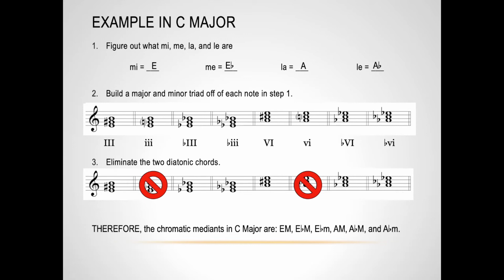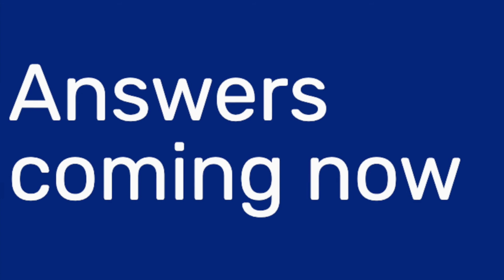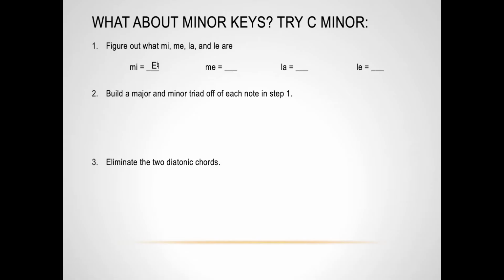We can have chromatic mediants in major keys, but we can also have them in minor keys. So I want to go through this same process, and this time, identify the chromatic mediant chords in the parallel key of C minor. So you know the drill. Pause the video. Determine step 1, mi, me, la, and lay in the key of C minor. Mi is E natural, me is E flat, la is A natural, lay is A flat.